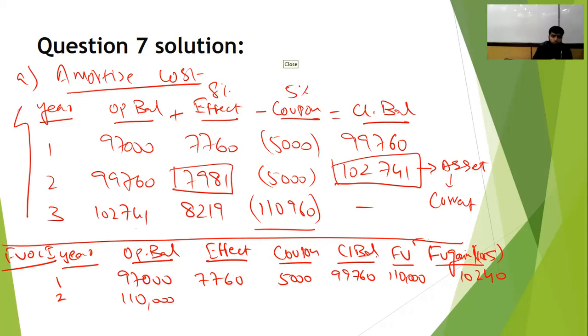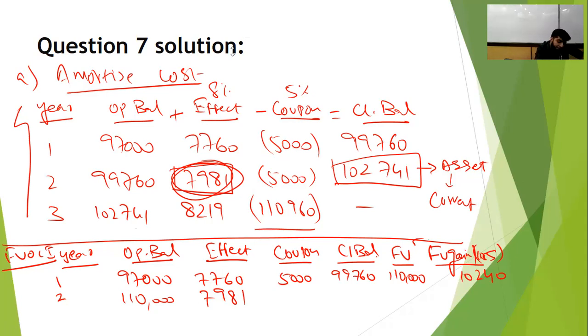Now let me know whether the company will give you interest on the market value. Absolutely not. Whatever amount you have invested, you will get the interest on that invested amount rather than on the market value. It means we will not calculate the effective rate on 110,000. We will calculate it on 99,760, so we take the effective amount from the above table, that is 7,981. Don't dare to calculate the interest on 110,000. 110,000 is the market value, and no company will give you interest on that. The company will give you interest on the amount which you have invested. Remember the rule: the effective rate is calculated on the invested amount and not on the market value. Is it clear to everyone?